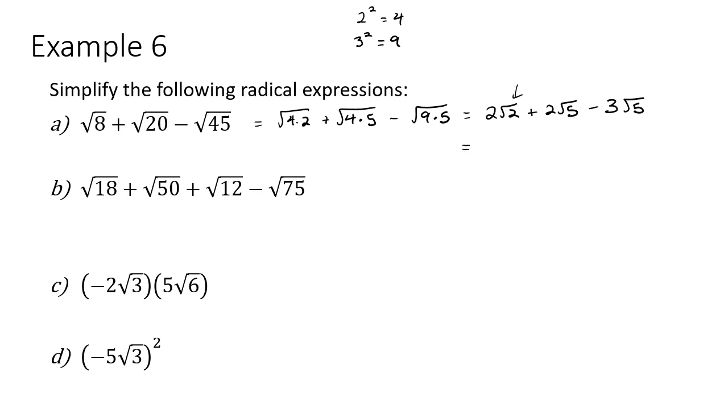And so this square root of 2 wouldn't combine with anything else. There are no other root 2's. But if we have 2 square roots of 5, and then we do minus 3 square roots of 5, those two could combine to give us a negative 1 square root of 5. And so this would simplify to 2 square roots of 2 minus the square root of 5.